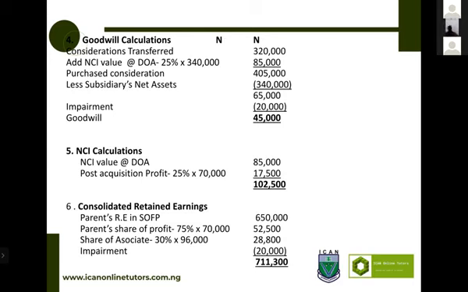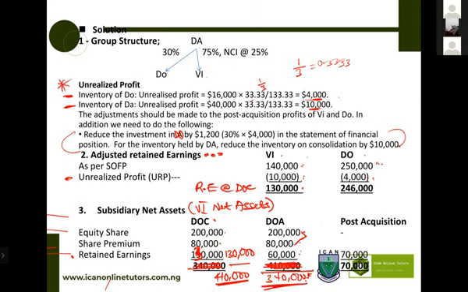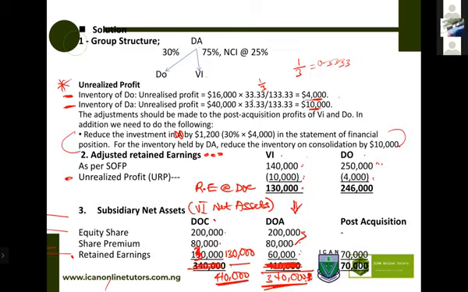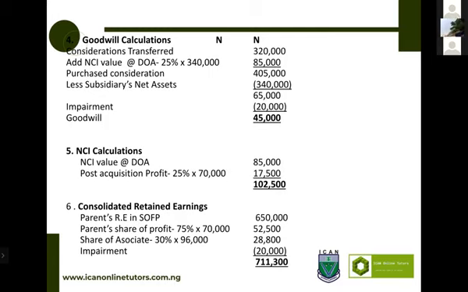So the NCI value at DOA, where is that NCI? This is the value at our DOA. That is why you are calculating the subsidiary's net asset. DOA is 340,000. Remember that our NCI is 25%, and the parent acquires 75%. So it will be 25% of 340,000, which will give us 85,000. Then when you add 320 to 85, you will get what you call the purchase consideration.